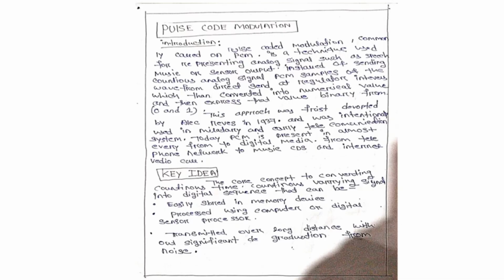This approach was first developed by A. H. Reeves in 1937 and was initially used in military and early telecommunications. The key idea, the core concept, is converting a continuously varying signal into a digital sequence that can be easily stored in a memory device, processed using a computer or digital signal processor, and transmitted over long distances without significant degradation from noise.